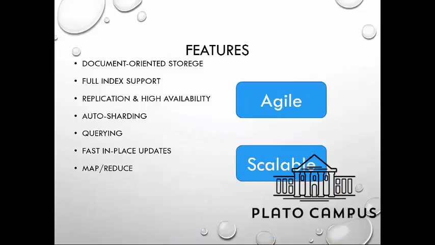Now let's discuss some features of MongoDB, the reasons why MongoDB is very popular nowadays. It's very agile and it's very scalable. Agile means we can use MongoDB very easily, with no complex things, and it's really very scalable as a database. The first thing is that it's a document oriented database, so it stores the data in the form of documents. After that, it has index support. Replication and high availability are among the most important things in any database management system.